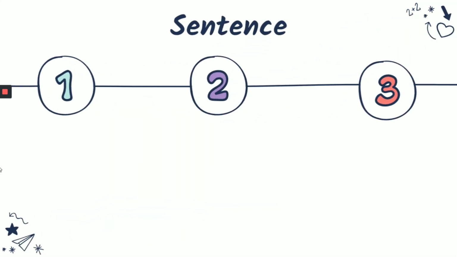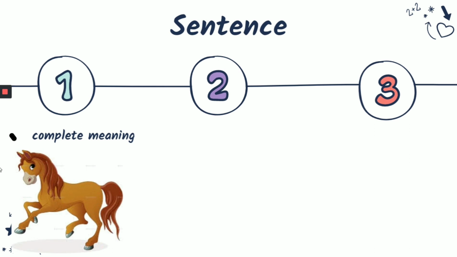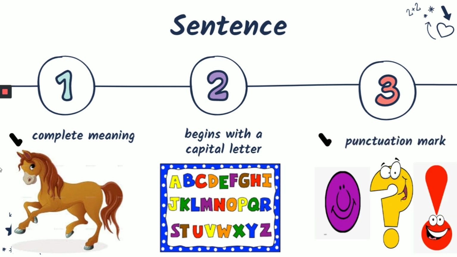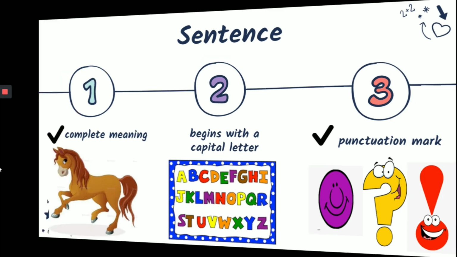And again, remember, don't forget these three important things. A sentence has complete meaning. Next, a sentence always begins with a capital letter. And last one, a sentence always ends with a punctuation mark. It could be a period, question mark, or exclamation point.